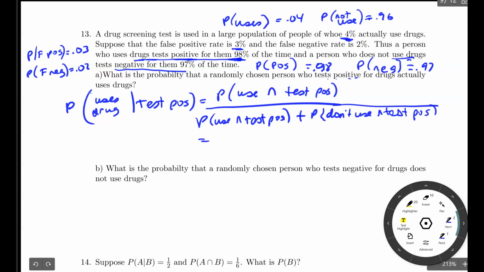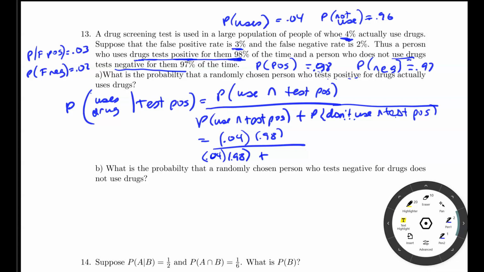So the probability that you use is 0.04, and that you test positive given that you use is 0.98. Divided by that same number, 0.04 times 0.98, plus doesn't use and you test positive. That's the false positive, so it's the probability of not using, 0.96, times the false positive, 0.03.